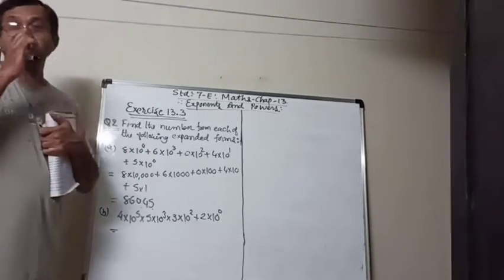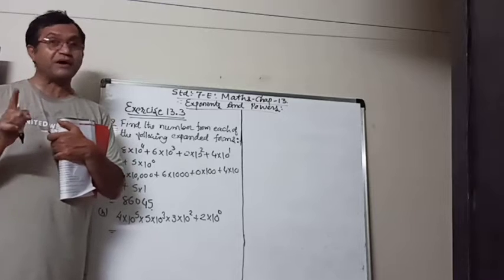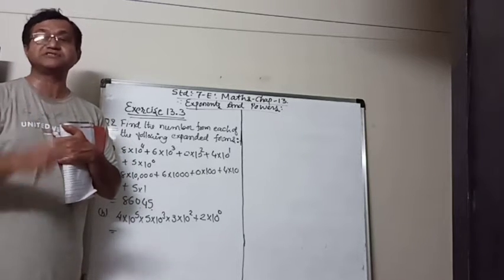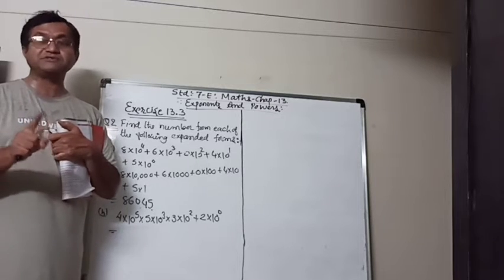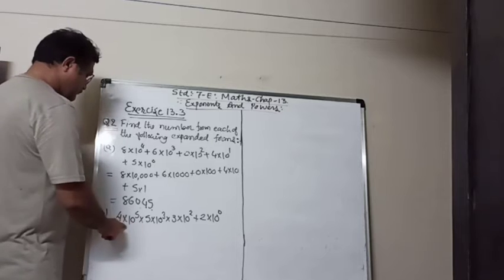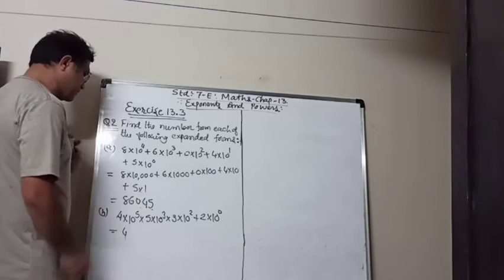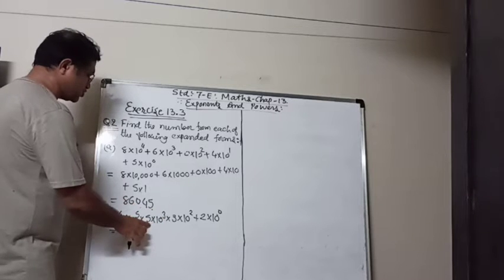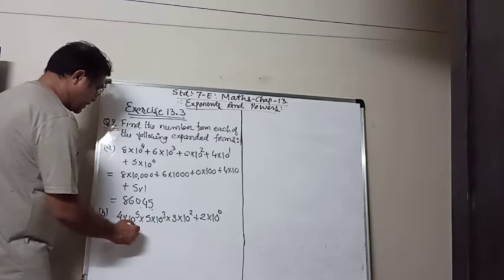But as I told you, first check: the first power is 5. Then there should be 5, 4, 3, 2, 1 and 0. And whatever power is missing, we have to put 0 in that place. So here 4 into 10 raised to 5, so first 4 will be there. Next should be the 4 power, but the 4 power is not there, so you can't write 5 but 0, and then 5.